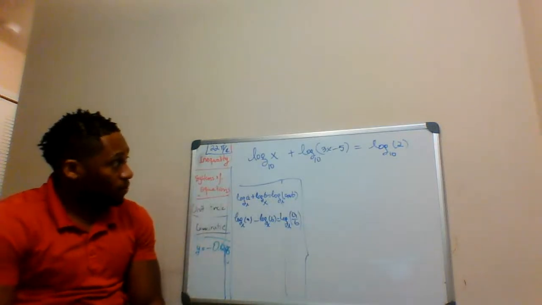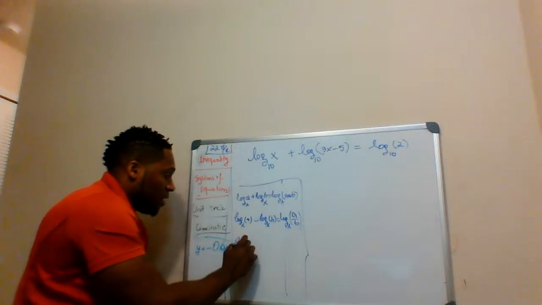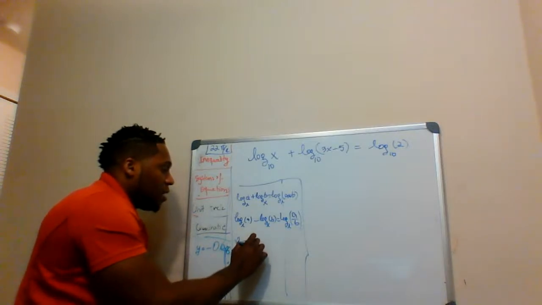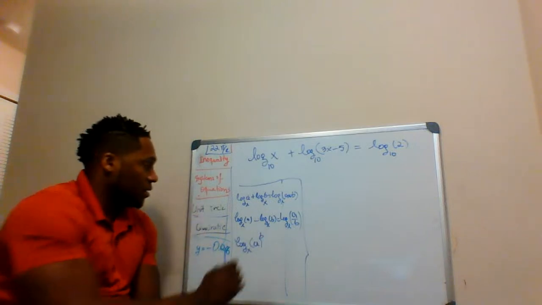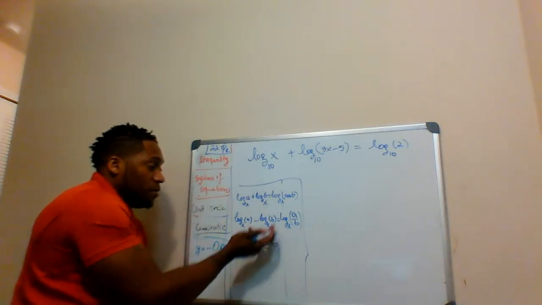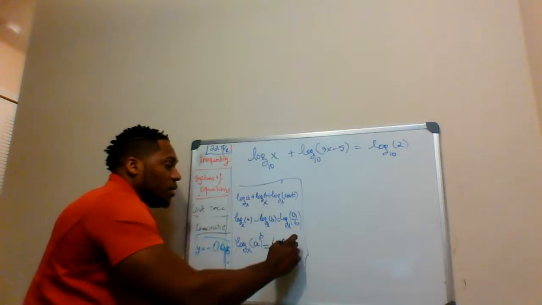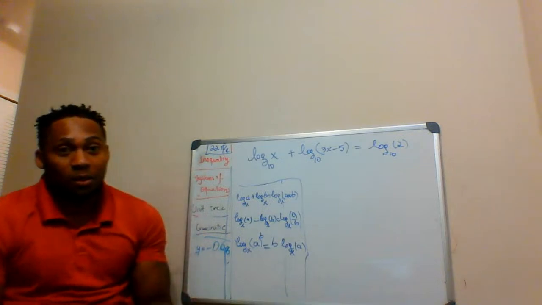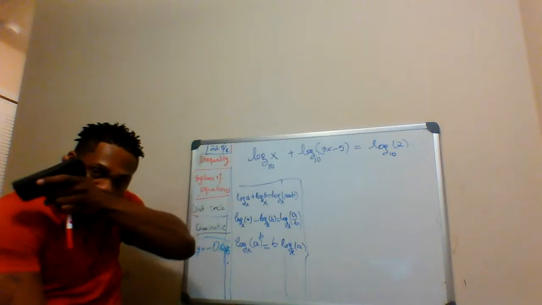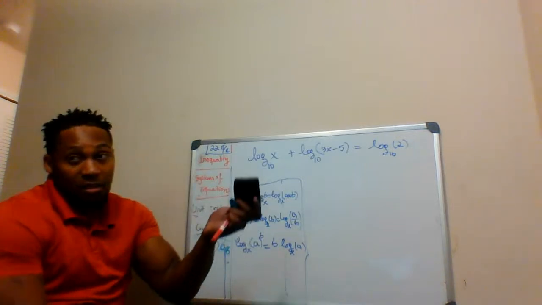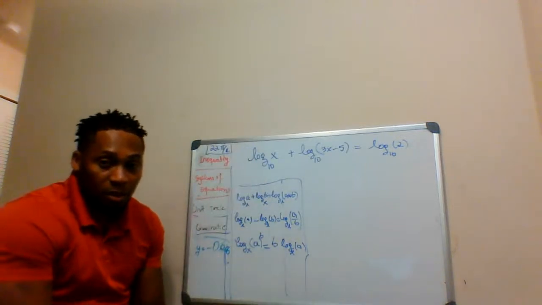And there's another one. If I have log base x of a raised to the b power, I can move the b up front: b times log base x of a. And these are properties. These are stuff that you're either going to remember, or they're going to say, hey, these are the properties you use.